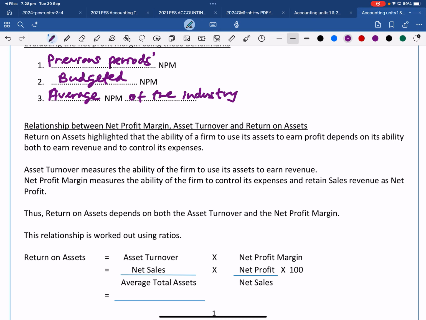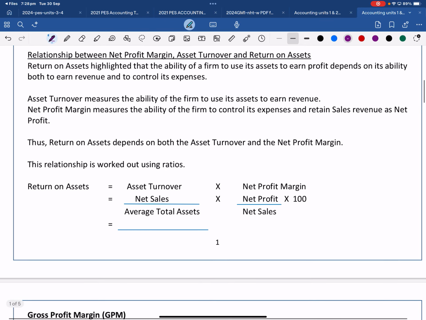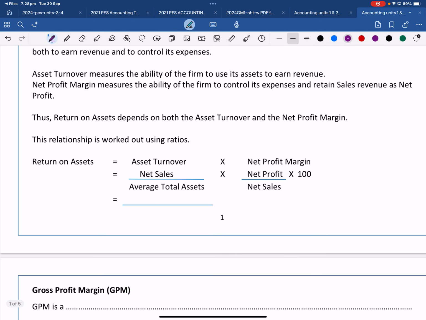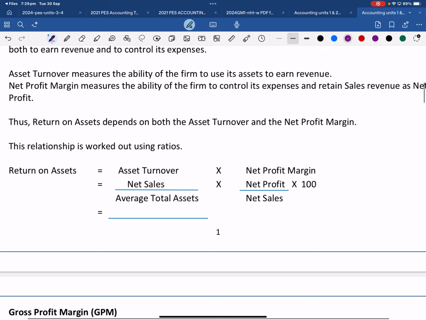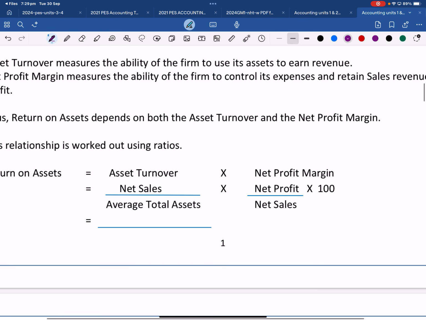And the same thing we can prove algebraically using the formula. How do we do that, guys? Have a look. Return on assets is equal to asset turnover times net profit margin. Asset turnover means net sales over average total assets. Net profit margin means net profit over net sales times 100.